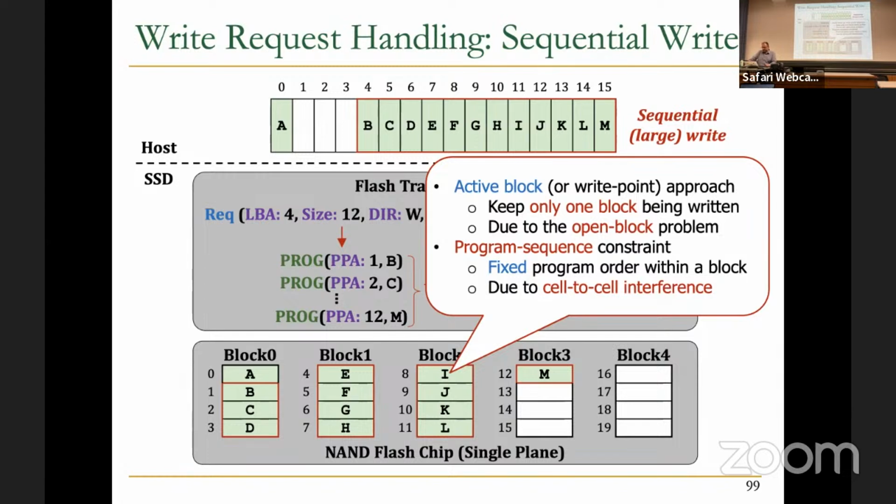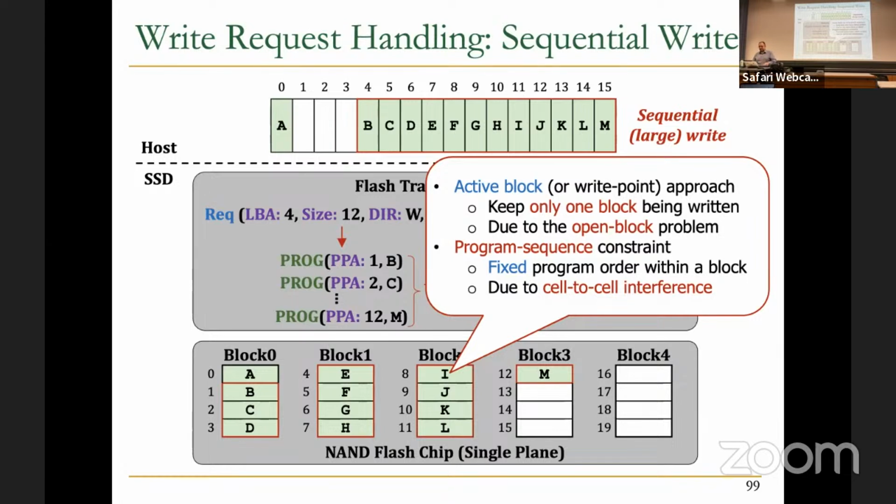Okay. Yeah, so another issue is also the program sequence constraint. You have a fixed program order within a block due to cell-to-cell interference. Here we don't have that issue, because you are writing sequentially. So you write B, C, D, and then go. But you cannot, for example, write to page 2 and then later on write to page 1. That can cause some issues. So you always want to keep the order.